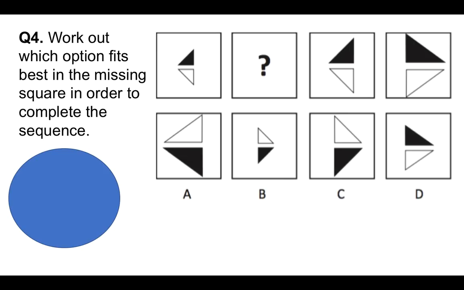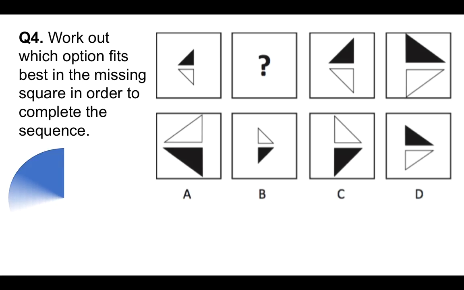Question 4, a different type of one now. So it says here, work out which option fits best in the missing square, that's the one there with the question mark, in order to complete the sequence. So you've got these two here across the top. Which one is it? A, B, C or D across the bottom that goes there? So don't forget what I told you before. You've got 15 seconds. Work out if there's any patterns. There's a pattern straight away for me, which, you know, it's black across the top.